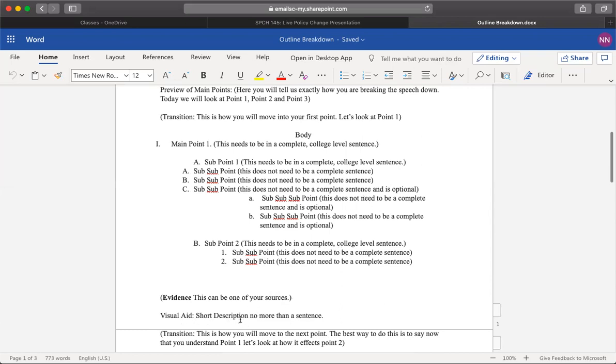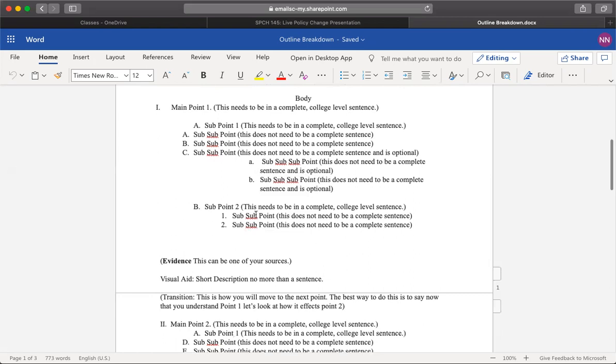It does help if you are including that source here, just so you remember where you're going to be putting it into your speech. Visual aid, if you are using an object, it's good to just list what that object's going to be, or PowerPoint, whatever that slide is going to be for that main point. To be completely honest, your PowerPoints don't need to be super long. You could do 5 slides and get by with this.